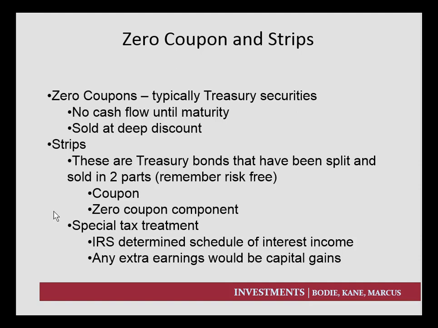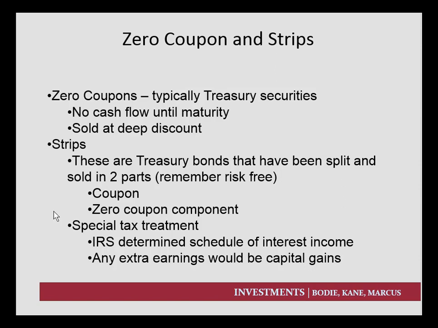What about zero coupon bonds in general? Right? There are some corporations who have issued zero coupon bonds from the start. Typically, though, these are really treasury securities. And the basic idea is there's no cash flow until maturity, and then they essentially are going to be sold at a very deep discount.